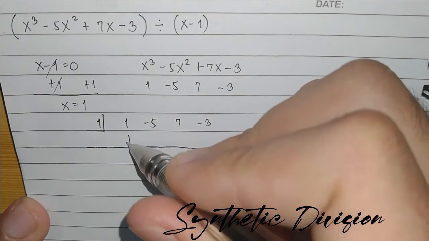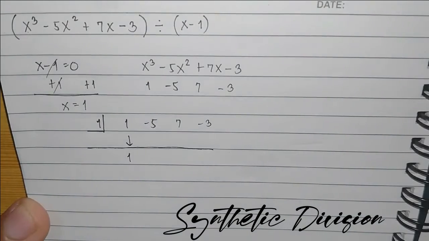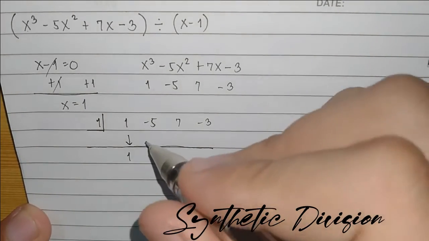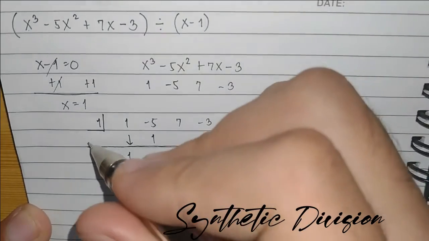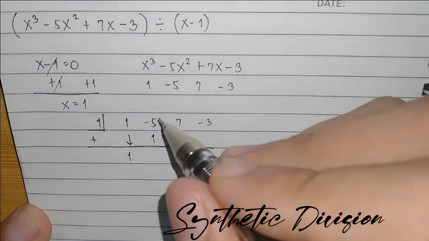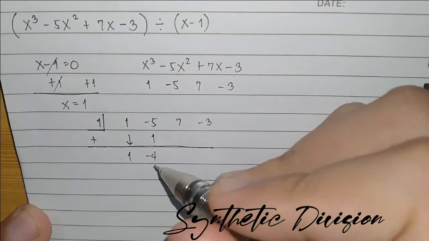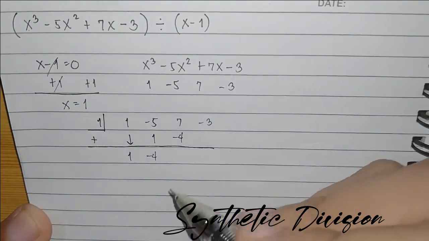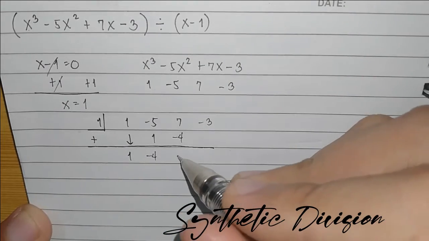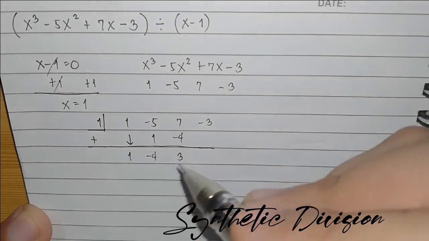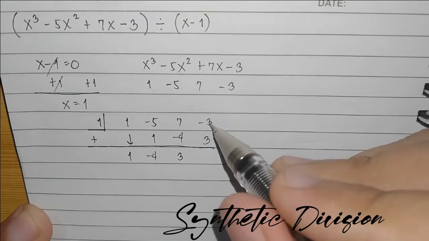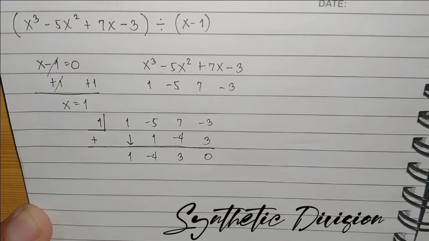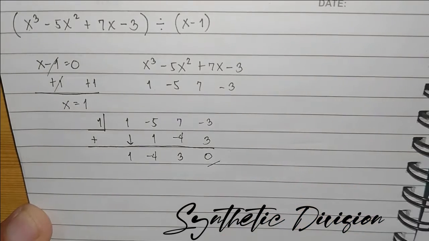First step is to bring down the first numerical coefficient of 1, and then let us multiply 1 times 1, we have 1. And then let's add negative 5 plus 1, we have negative 4. Then negative 4 times 1, we have negative 4. Then 7 plus negative 4, we have 3. And then 3 times 1, we have 3. And negative 3 plus 3, we have 0. So therefore, our remainder is 0.